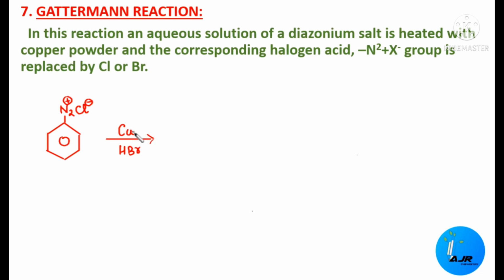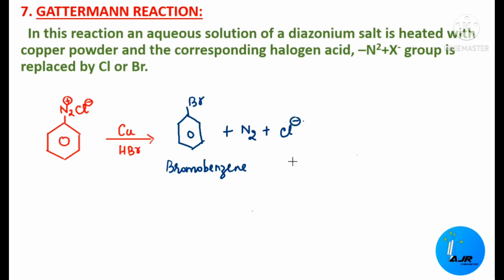So instead of cuprous chloride or cuprous bromide, we are taking the copper powder. So what is the product now? This is the product. We will be getting a haloarene, right? Bromobenzene, plus N2 plus Cl. So this is the product. This is how we name these reactions.